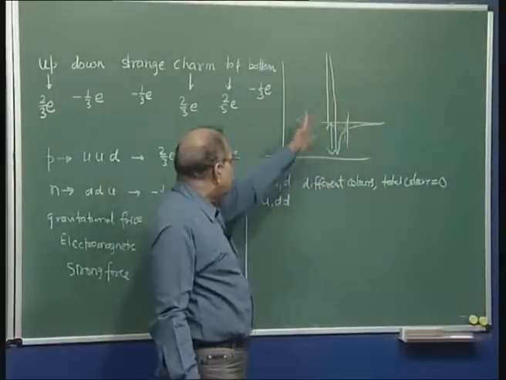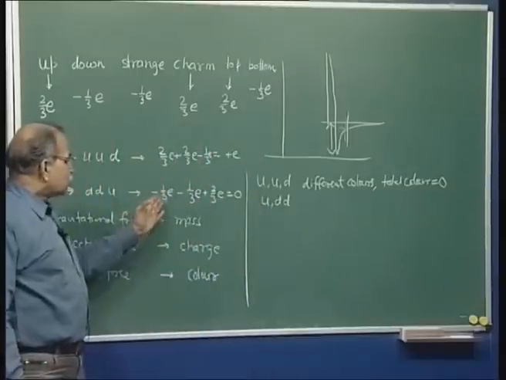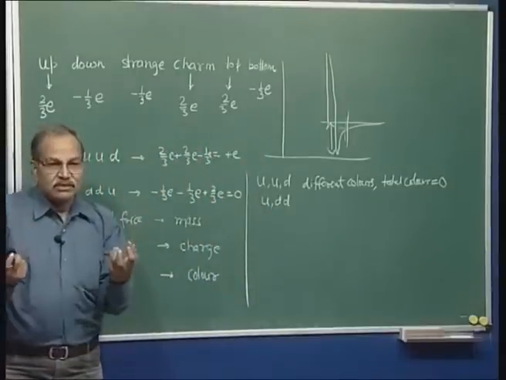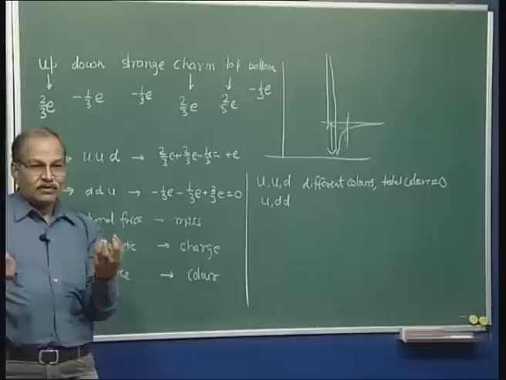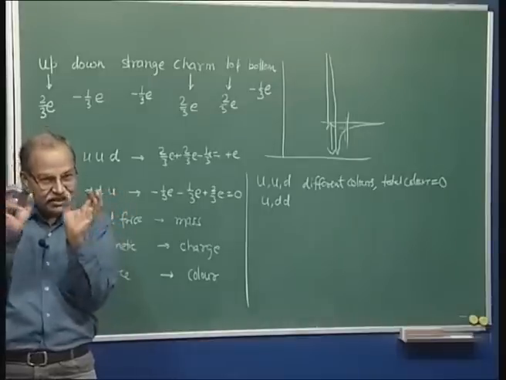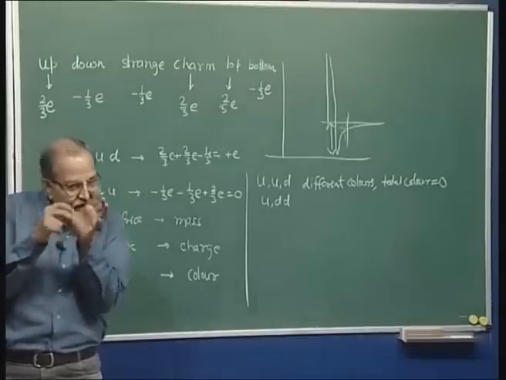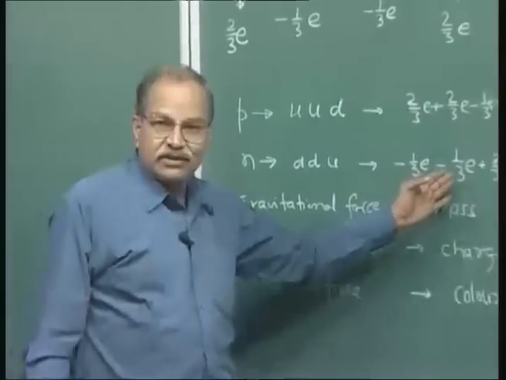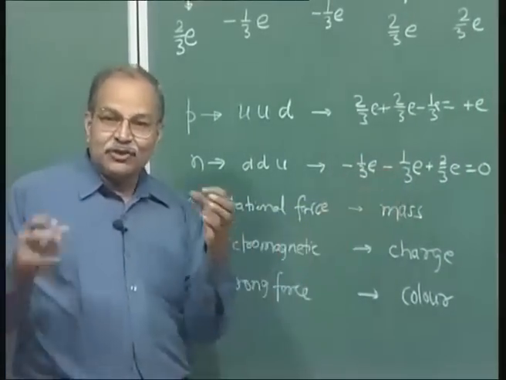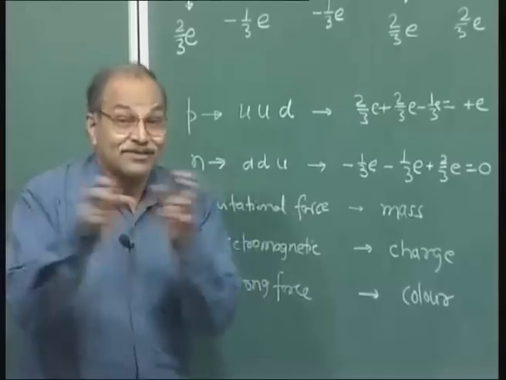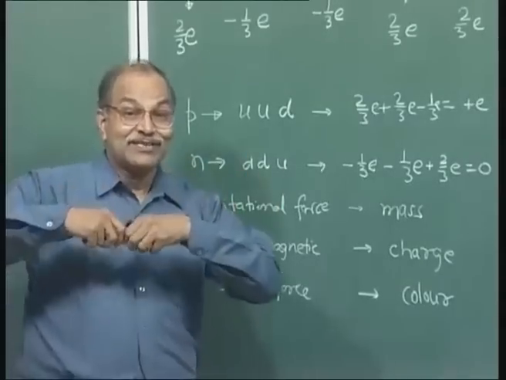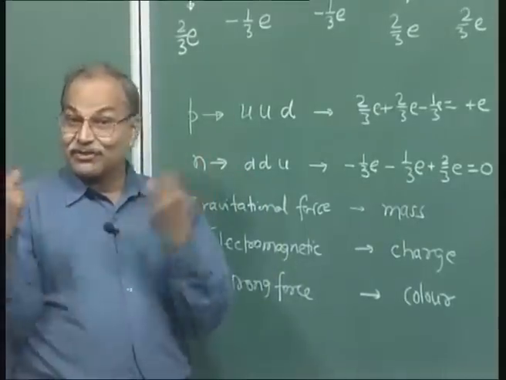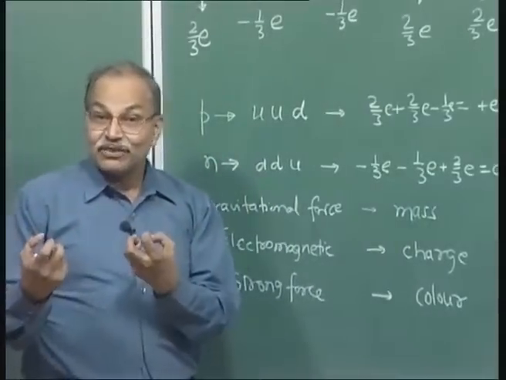So, similarly here, although the total color on the two nucleons is 0, if the separation is small and of the same order as the distribution inside the nucleon, then you will have some color interaction, just like the molecules had some electromagnetic interaction even if the total charge on each of them was 0.